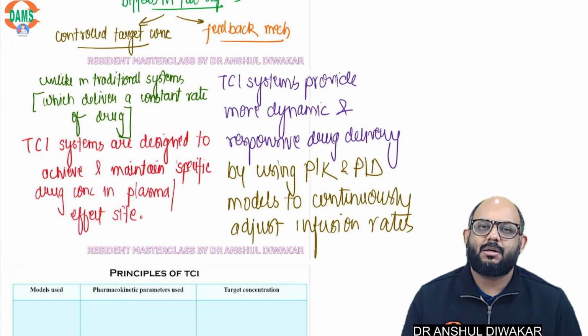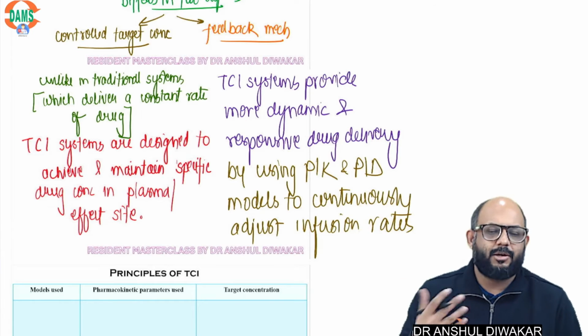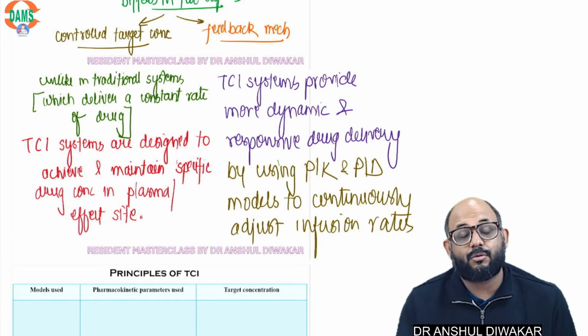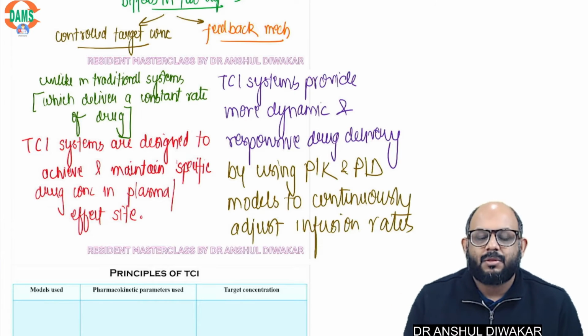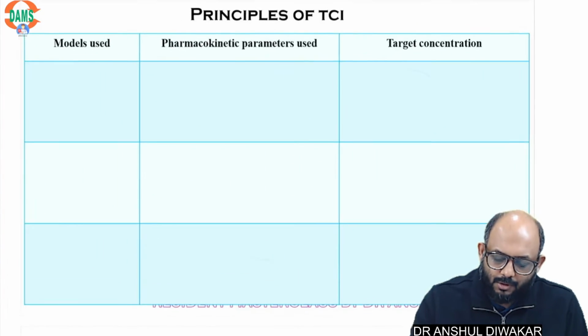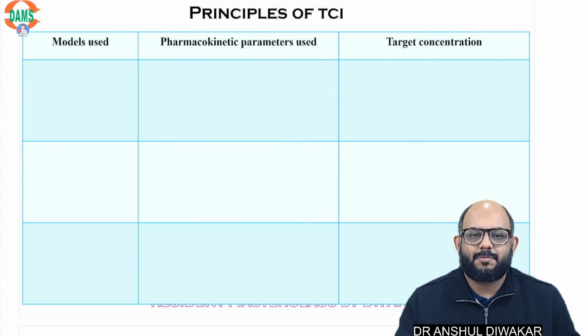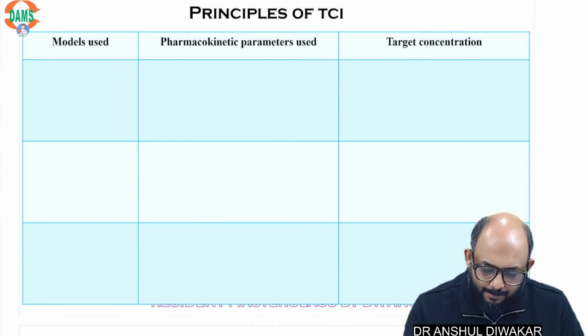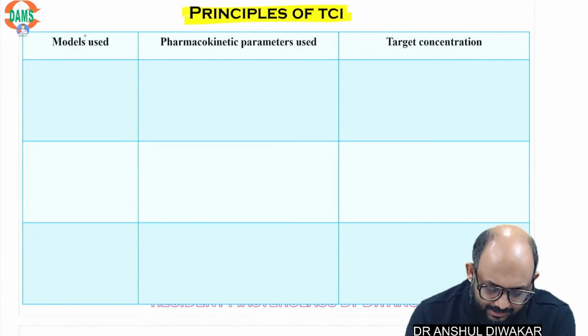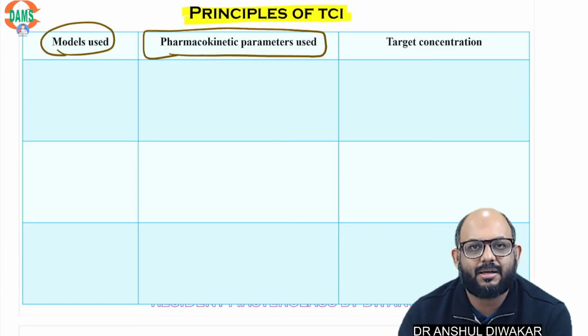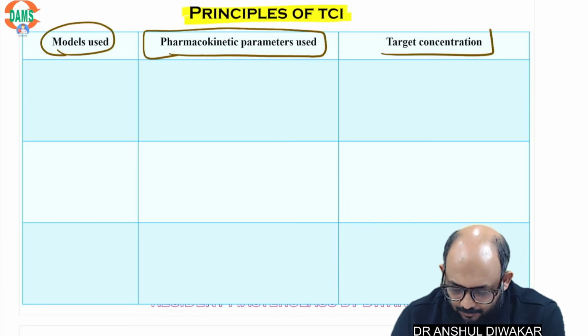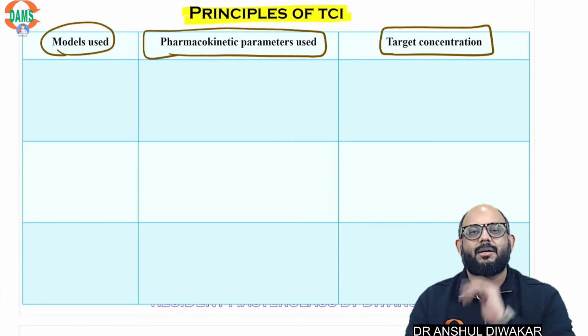If somebody asks you what is the difference between TCI TIVA, आपने बोला TIVA देते हैं okay, आपने बोला उसको controlled infusion से देते हैं okay. Why? Because you can target a specific concentration as well as you can have a very good feedback mechanism. Now, on what principles is TCI based? It is based on three things: the models that we use, the pharmacokinetic parameters that are usually used in these models, and what are you targeting? What is your target concentration?